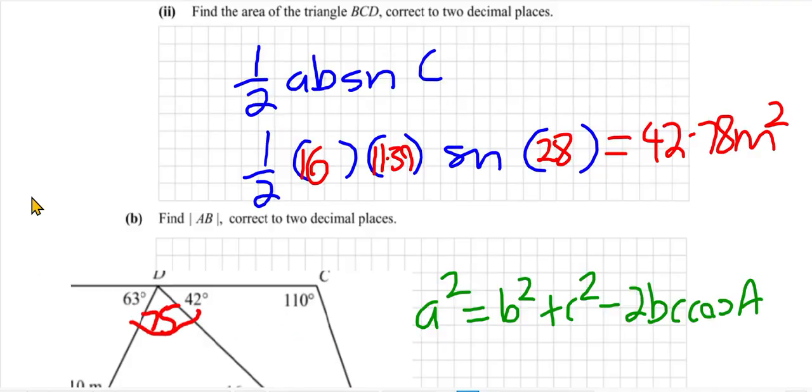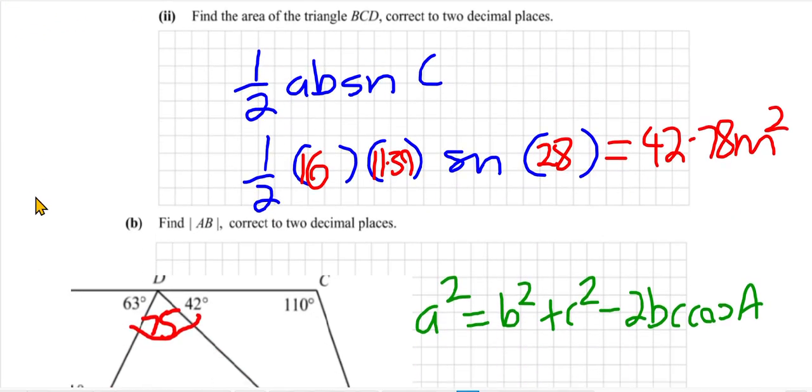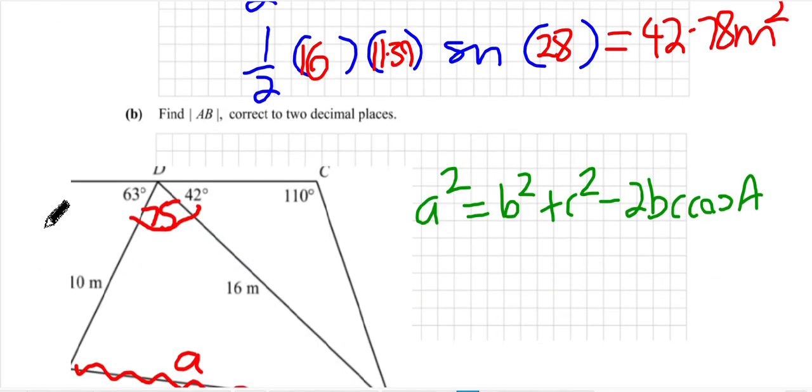B, I did that already. It's the area of the triangle. Alright. Now guys, who do you want to be B? 10 or 16? Your choice. 10. C is going to be? 16.